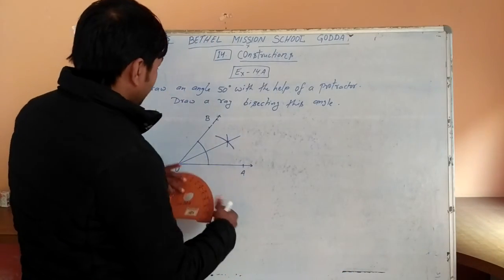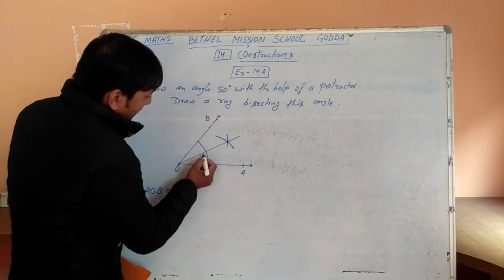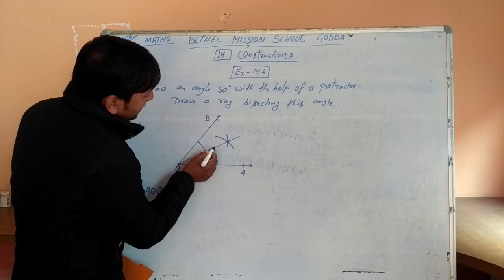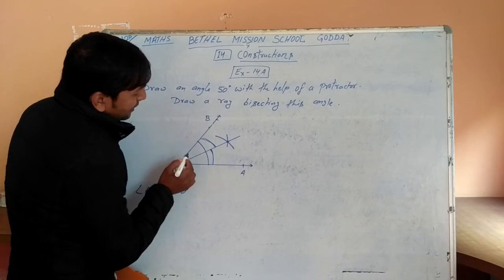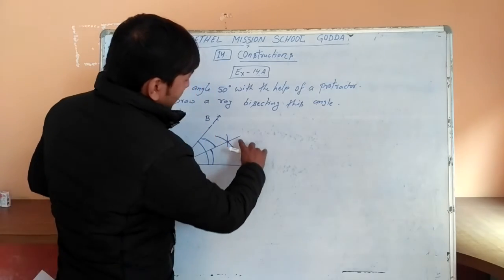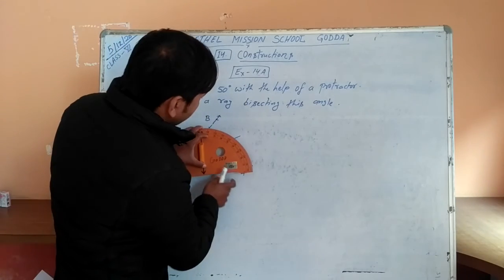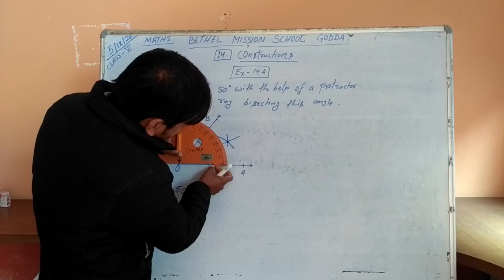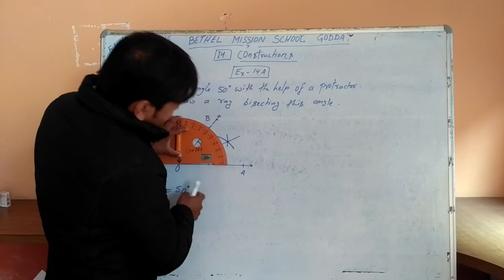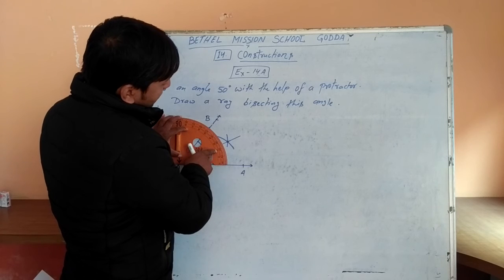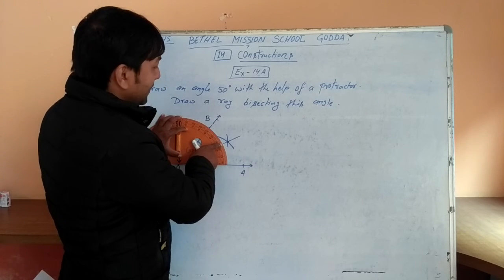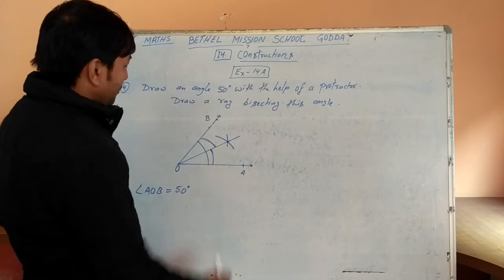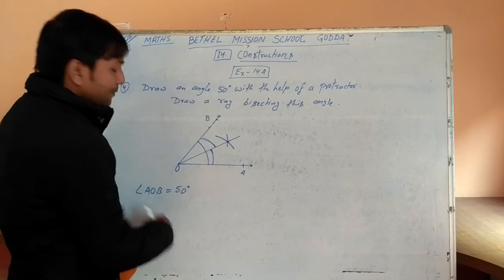Now you can measure what the measurement of this angle is and what the measurement of this angle is. Okay, measure the angle between both. Now this is 25 degrees, 0, 10, 20 and 25 degrees. Okay, this became 25, so this will also be 25 because the total angle is 50 degrees.